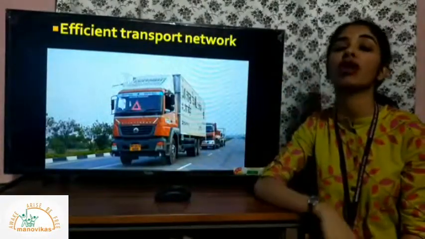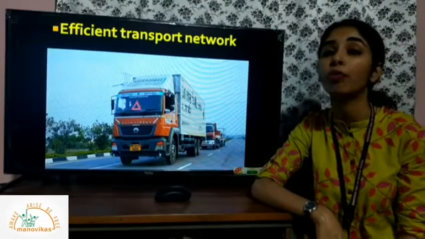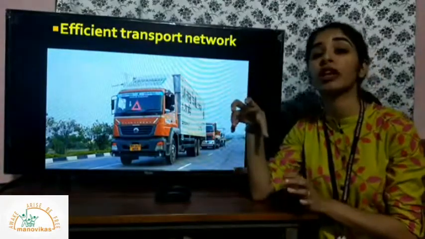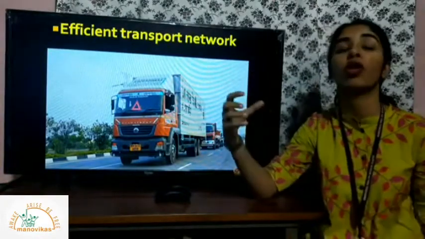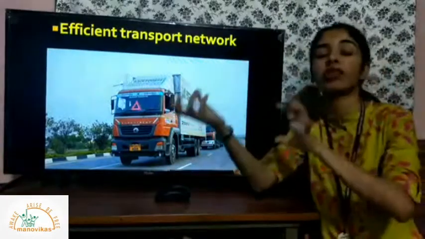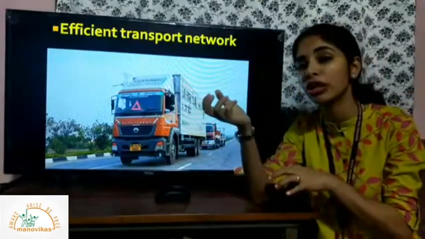Then an efficient transport network is also very much important and primary. Now, a transportation network is required for the assemblage of raw material, right? Raw material has to be transported to the industrial areas. So for that, transportation is required.